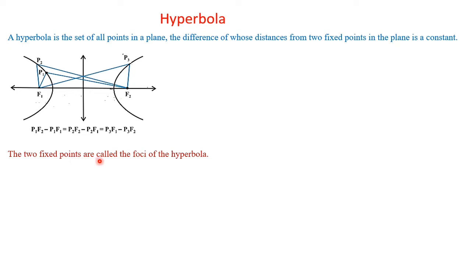The two fixed points are called the foci of the hyperbola. Here we have considered two fixed points, f1 and f2. After fixing the points, we find the distances. The midpoint of the line segment joining the foci is called the center of the hyperbola. You can see here f1 and f2 are the foci, and the midpoint of the line segment f1 f2 is called the center of the hyperbola.